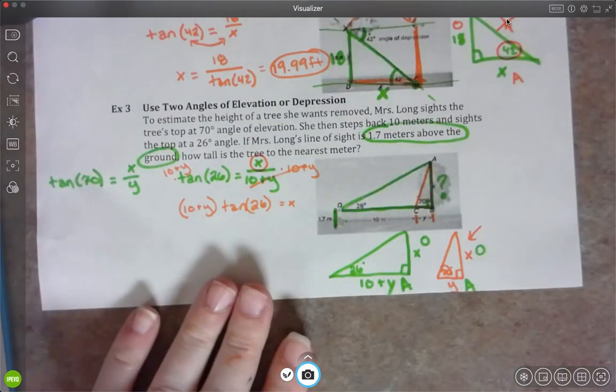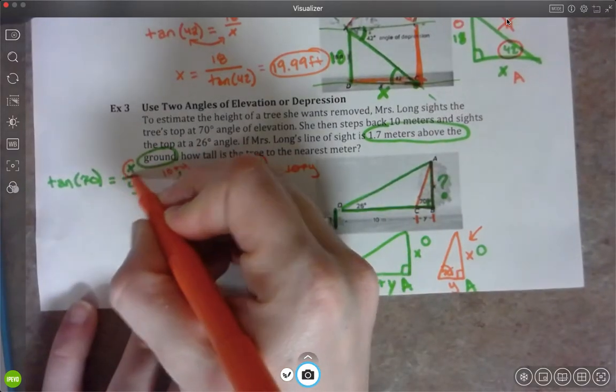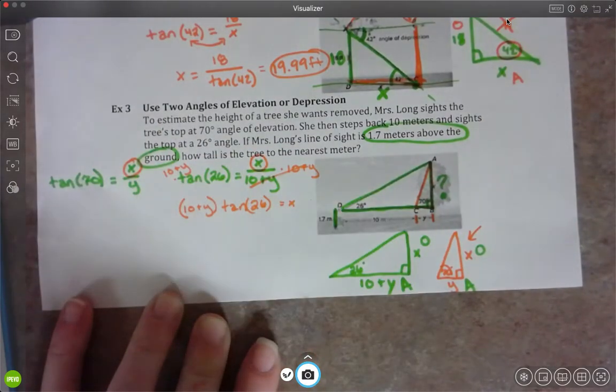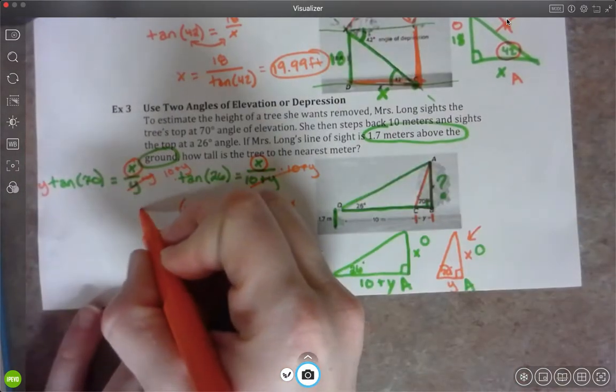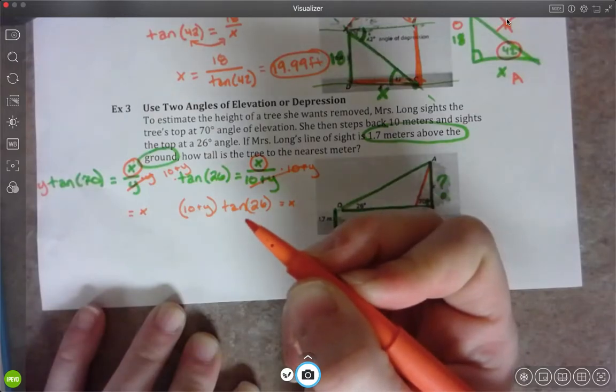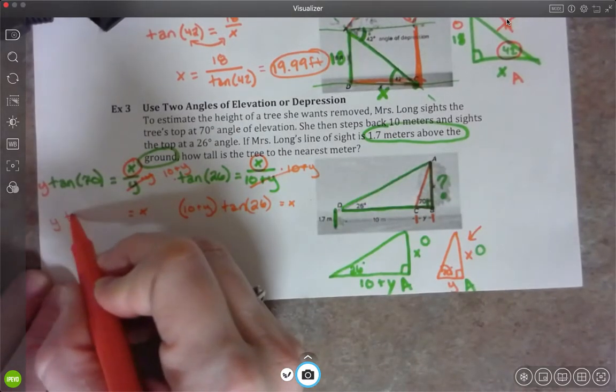Now this x, if I solve for this x over here, and I multiply the y to the other side, this x will be equal to y times tangent of 70.